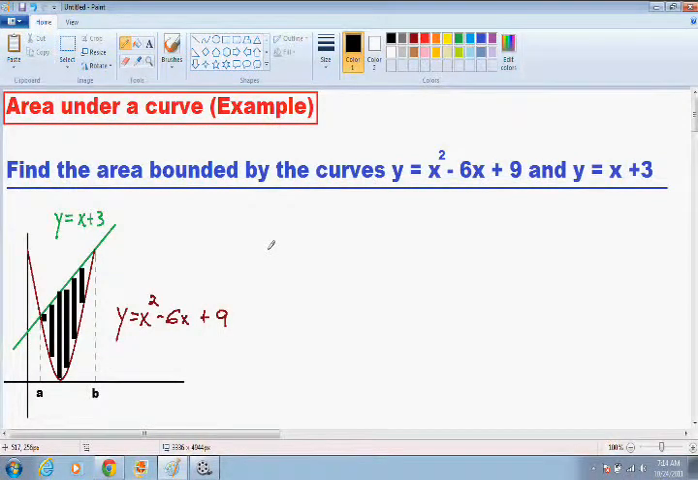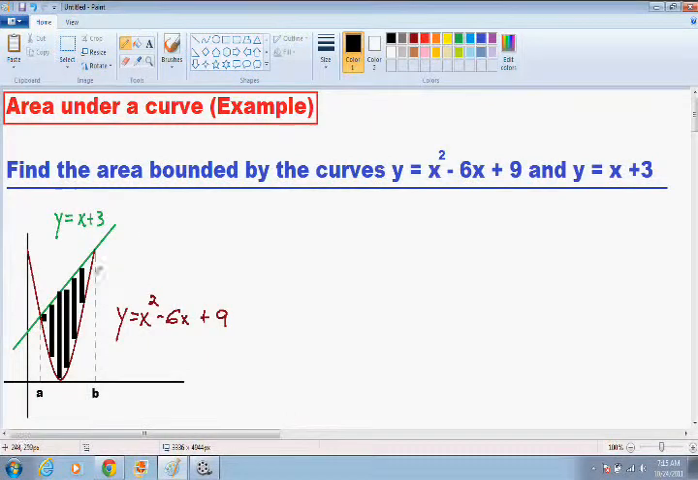And the first thing you need to do is you have to graph. You have to know what these curves look like just so you have a better idea of which curve is on top, which curve is on the bottom, and which points they intersect. So I graphed it for you already over here on the left, and I used the rectangles to shade in the area that we're trying to find.